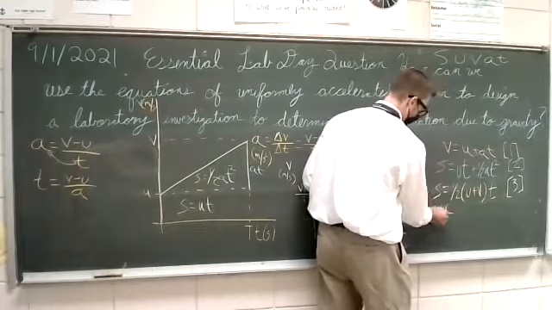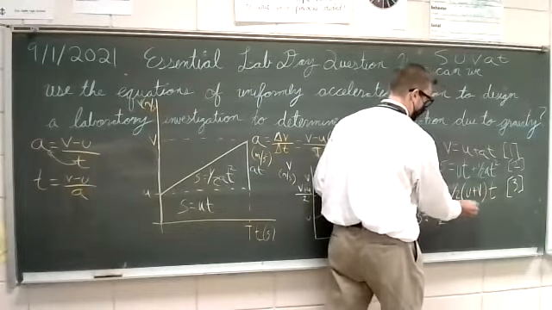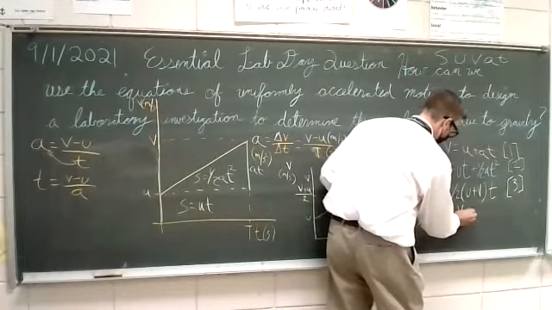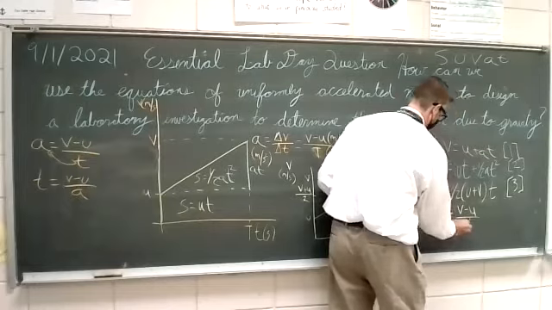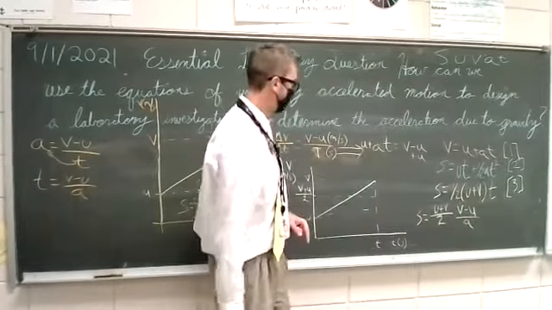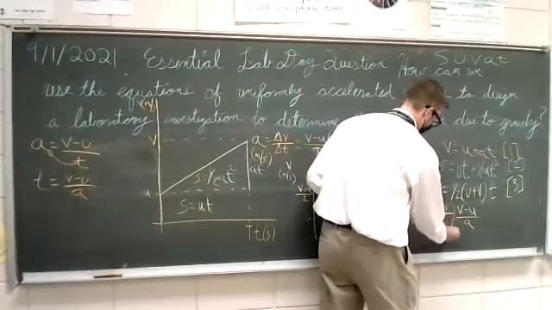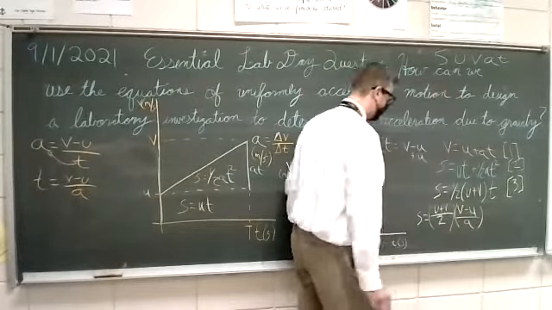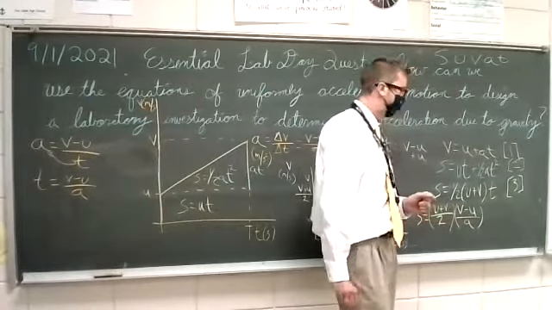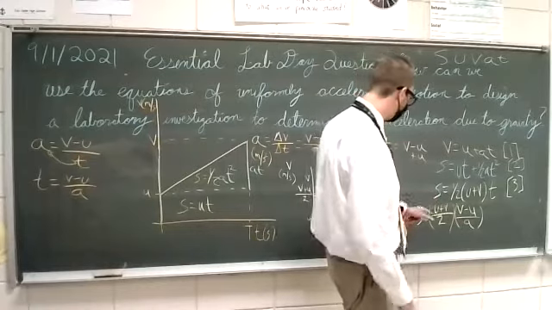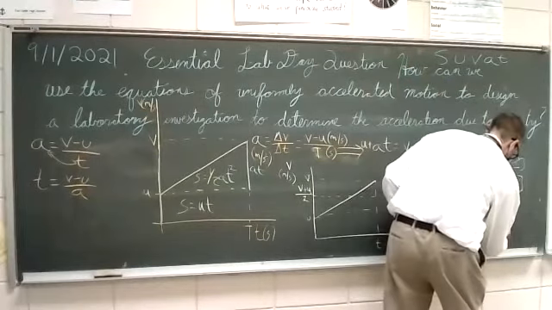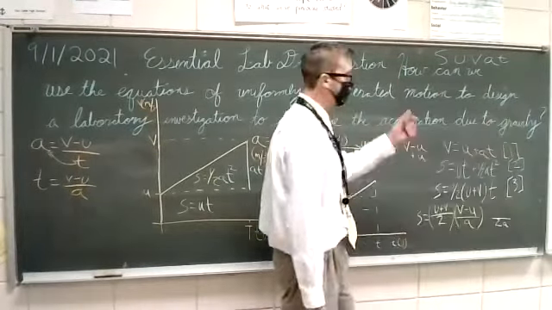U plus v over 2 times t. But instead of writing t, I'm going to write what it's equal to. V minus u over a. We've got to multiply these two now. Our favorite. I'll do the denominator. You guys take care of the numerator. That's fair. 2 times a is 2a. You're welcome. Now you guys do the numerator.